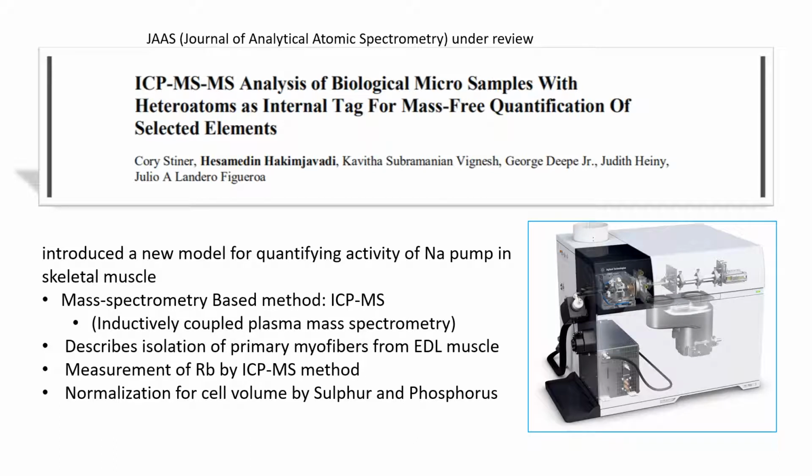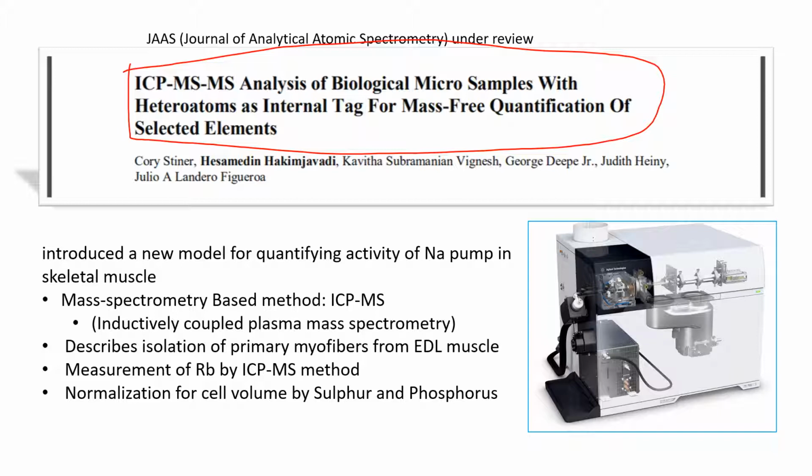But this method also has its own limitations that we described in this paper. And we introduced a new model for quantifying the activity of the sodium pump in skeletal muscle. In this method, I describe how to isolate myofibers from EDL muscle and how to measure rubidium and other ion signals by the ICP-MS method. By the way, this is a mass spectrometry based method. ICP-MS stands for inductively coupled plasma mass spectrometry.